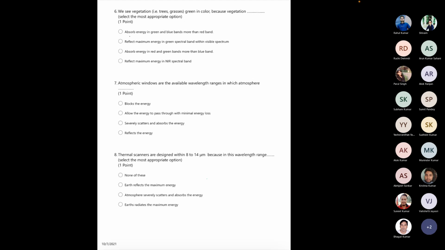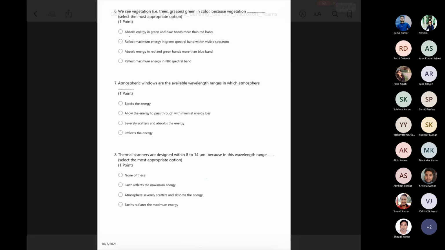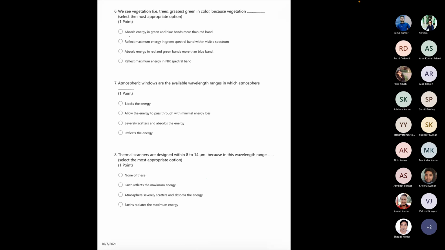Because there is a discussion, we as humans, when we see the object, our eyes do not sense the energy outside of the visible spectrum. Okay, but this is correct: the reflected energy in NIR band is maximum if you analyze the vegetation spectral signature. This option is correct, but it is not correct in the context of the question that is asked over here, because in our case, our eyes discard the energy outside of the visible band.